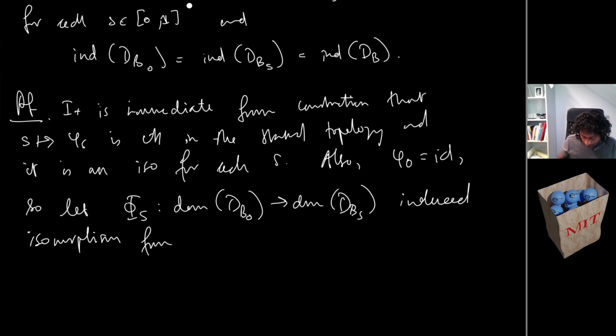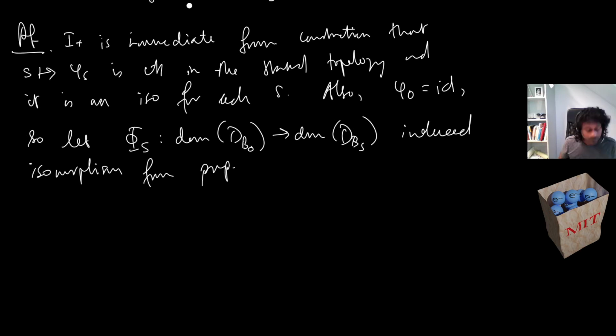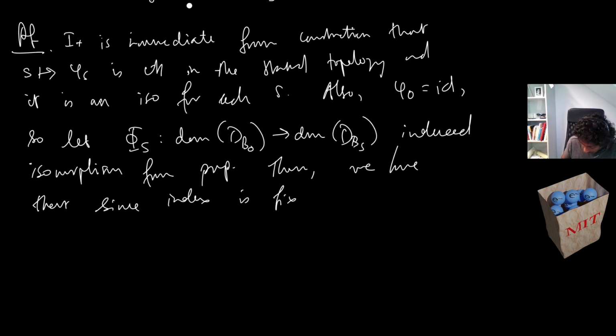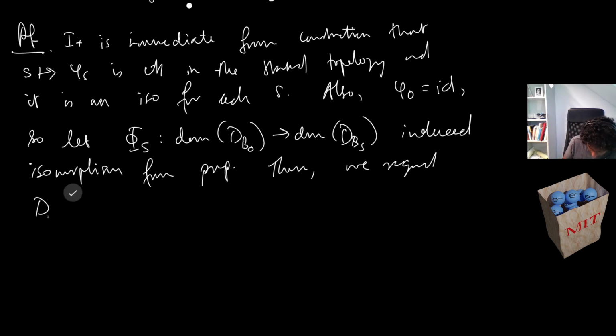From the proposition, so then we have that since the index is fixed, so let's regard D. Okay, which direction does it go in? Let me see. Yes, D. So then we regard D_B^S composed with phi of S.